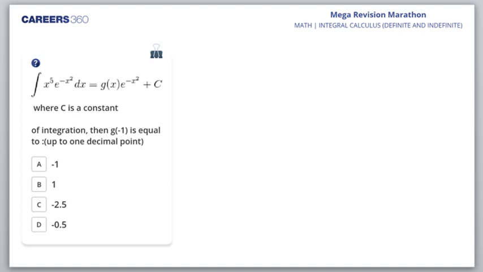Next one is the integration of x raised to power 5 e raised to power minus x square dx. That's equal to g(x) into e raised to power minus x square.